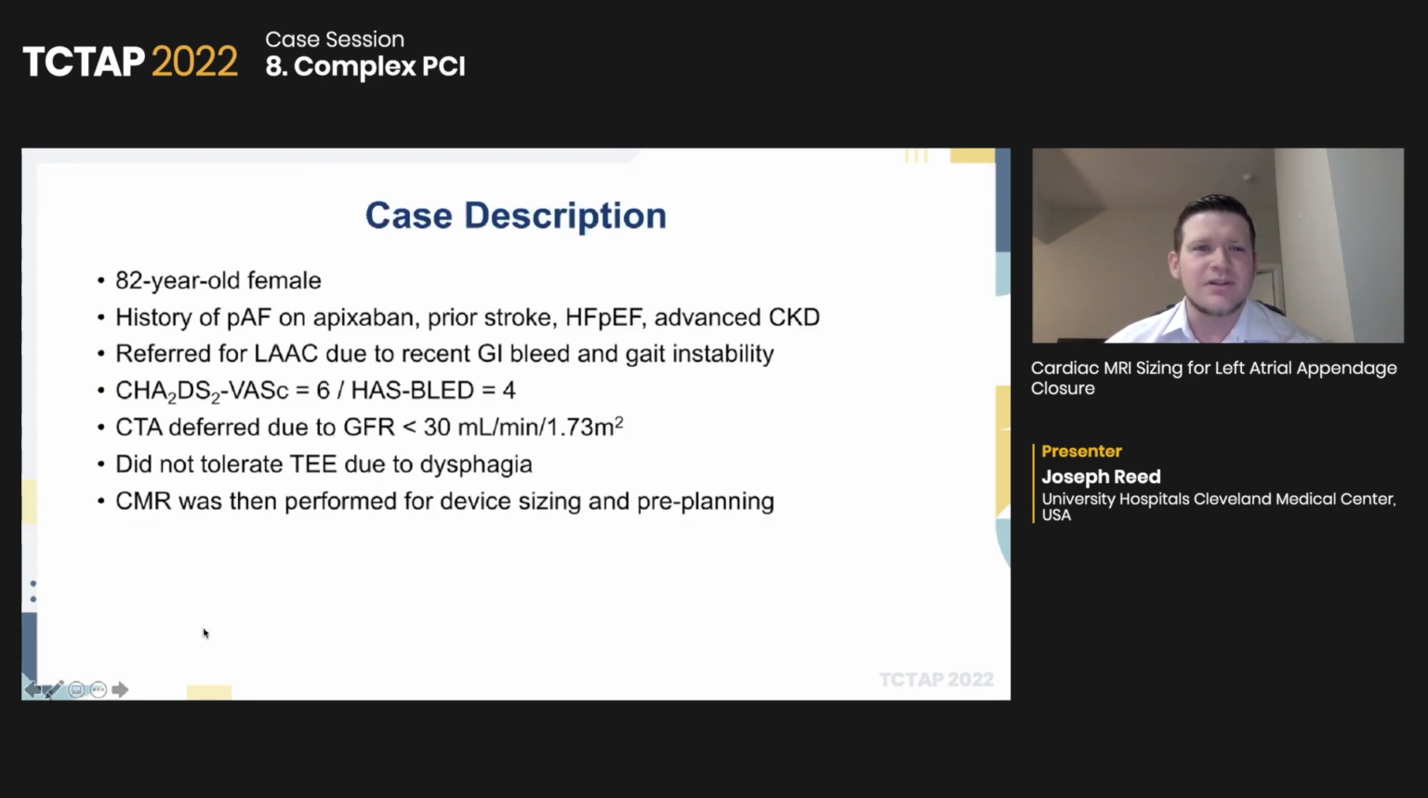And here is our case description. It's an 82-year-old female, history of paroxysmal AFib on apixaban, stroke, heart failure, advanced CKD. She required left atrial appendage closure due to recent GI bleed. Her CHA2DS2-VASc score was 6 and HAS-BLED was 4. CTA was deferred due to her GFR being less than 30, and she was unable to tolerate TEE due to her stroke-related dysphagia. So thus we proceeded with cardiac MR for the device sizing and pre-planning process.